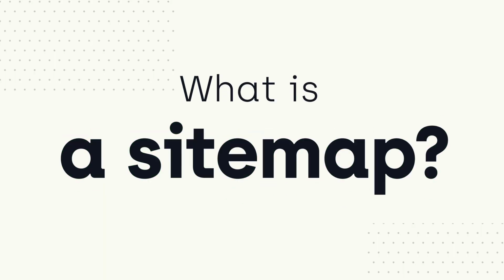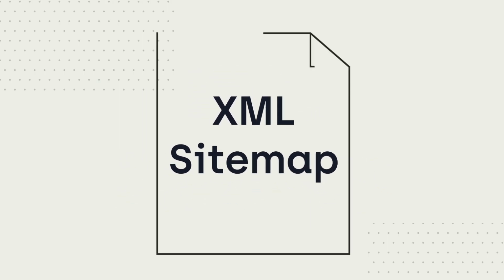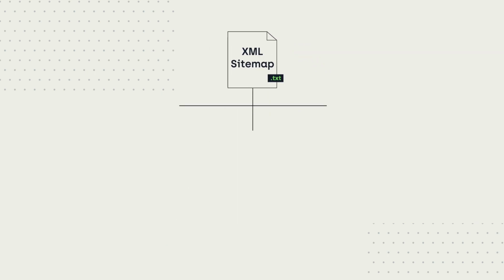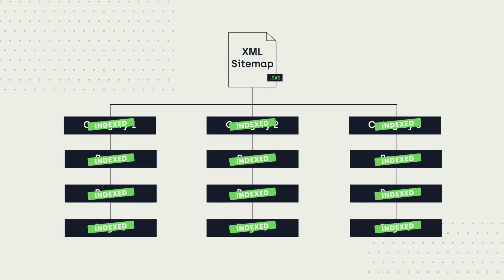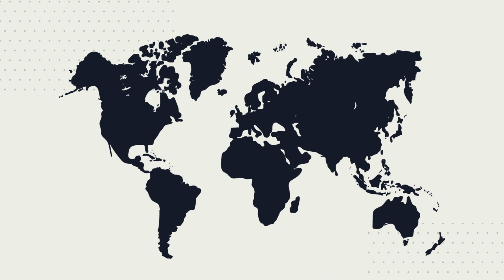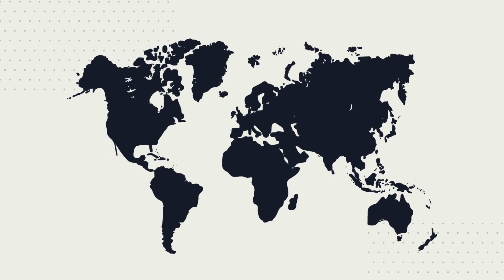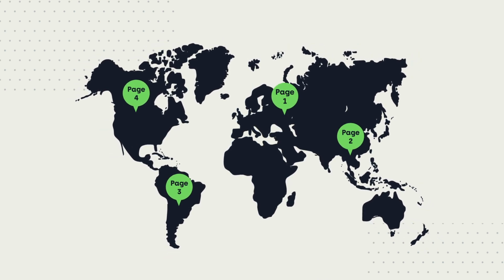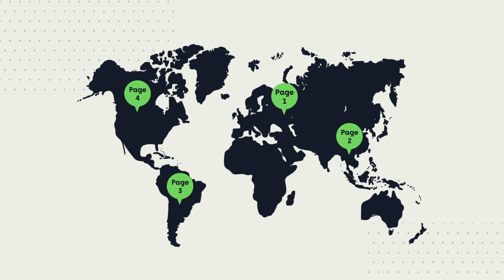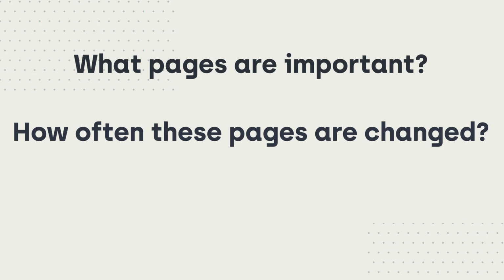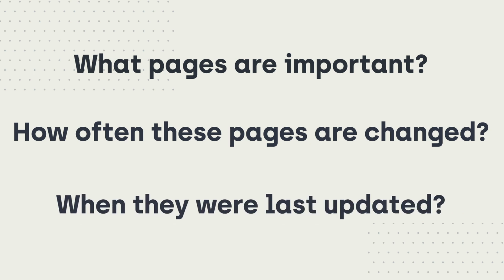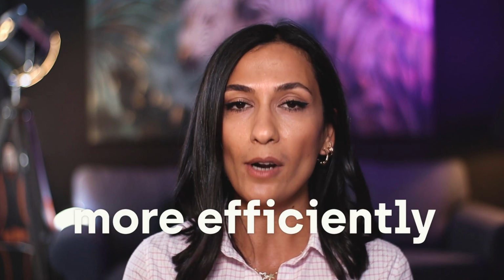What exactly is a sitemap? An XML sitemap is a text file including a list of pages on your site that you prefer for Google and other search engines to index. You can think of them like digital maps that help search engines discover important content on your site. They also inform search engines about what pages you think are important, how often these pages are changed, and when they were last updated. All of this helps search engines crawl your site more efficiently.